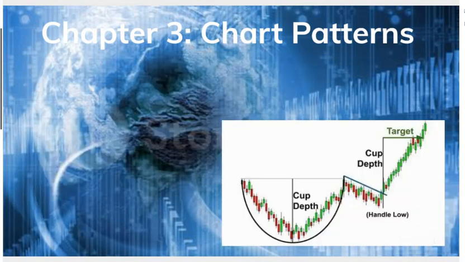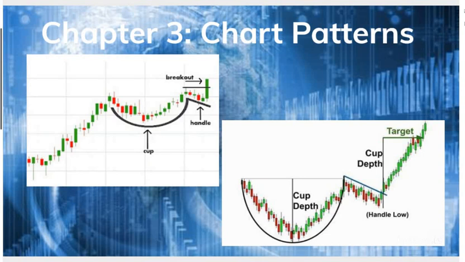5. Cup and handle. Think of a cup as a place where prices dipped and then rose again. The handle is the small dip that follows. It's like finding a secret compartment under the cup. Prices might bounce higher after forming this pattern.